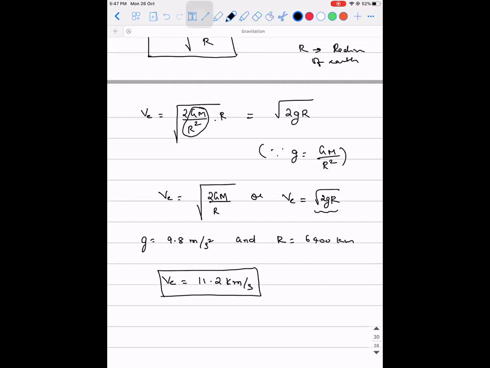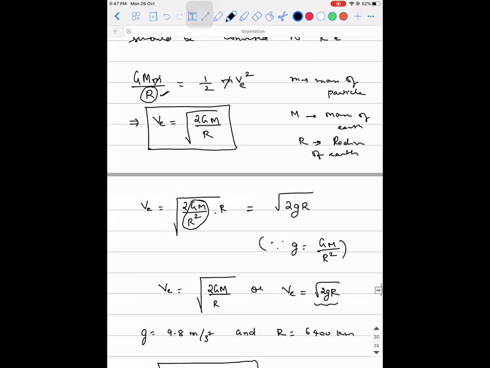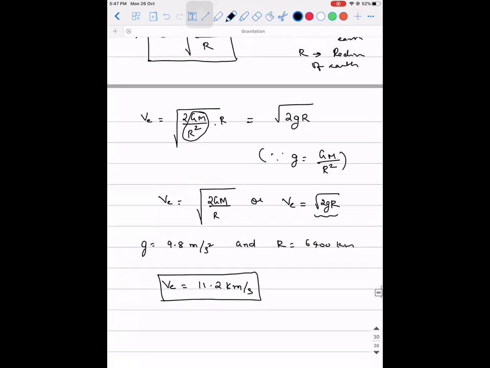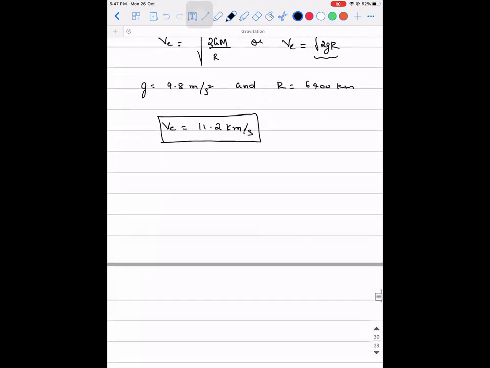Am I clear till this point? Yes. So this is all about escape velocity. So there is one last concept that is left out, which is orbital velocity, which is called V naught. So this one I will discuss tomorrow, and we can end this chapter. With this, the chapter will get over.